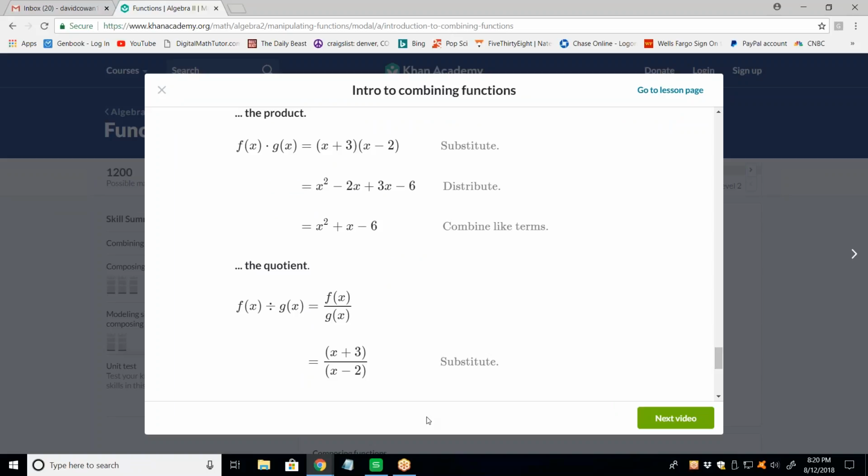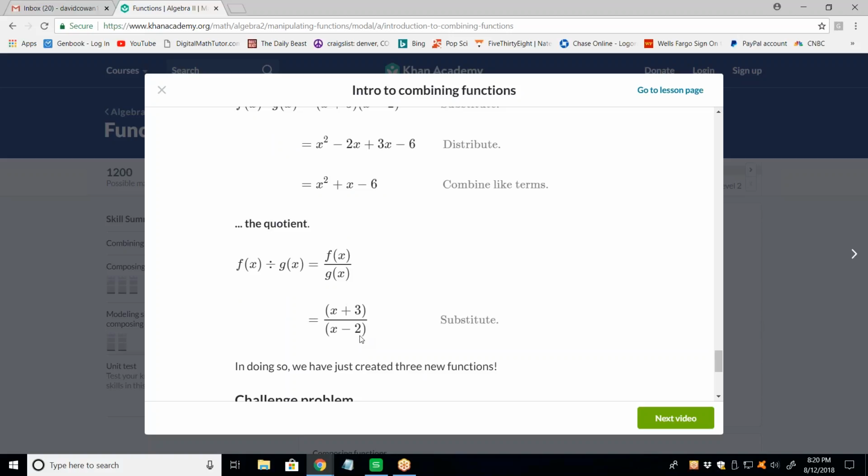Notice that the quotient is merely f of x in the top, g of x in the bottom. And that is not simplifiable. That is the final answer where my finger was pointing. In other words, you cannot cross out those x's. If it's not exactly the same binomial term, you're not going to be able to cross it out.